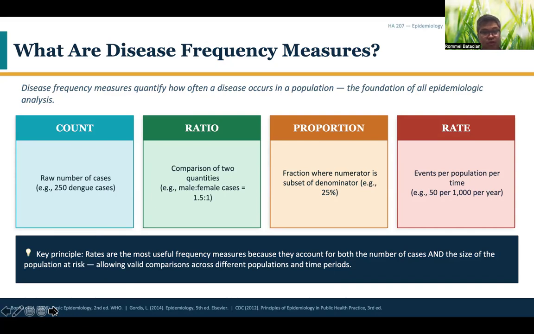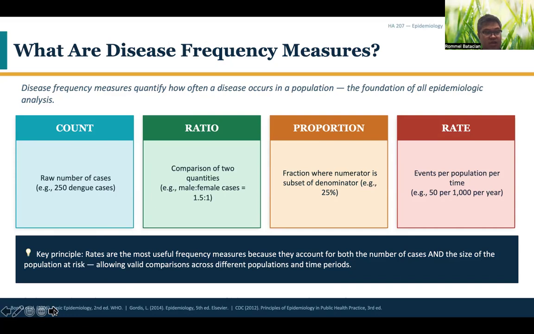The third one is proportion. A proportion is a fraction where the numerator is a subset of the denominator. So, for example, if there are 500 diabetic patients out of 2,000 individuals, that is 25%. Proportions are useful for describing the makeup of the population. But its limitation is that it does not account for time, which leads us to the fourth disease frequency measure, which is the rate.